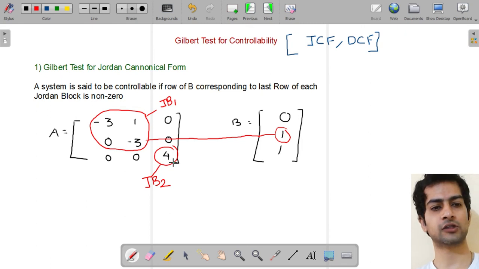Now I will also check for JB2. So for JB2, this will be our last row. And then corresponding to this, we will refer to matrix B. Here also there is element 1, which is non-zero. So this is a controllable system.